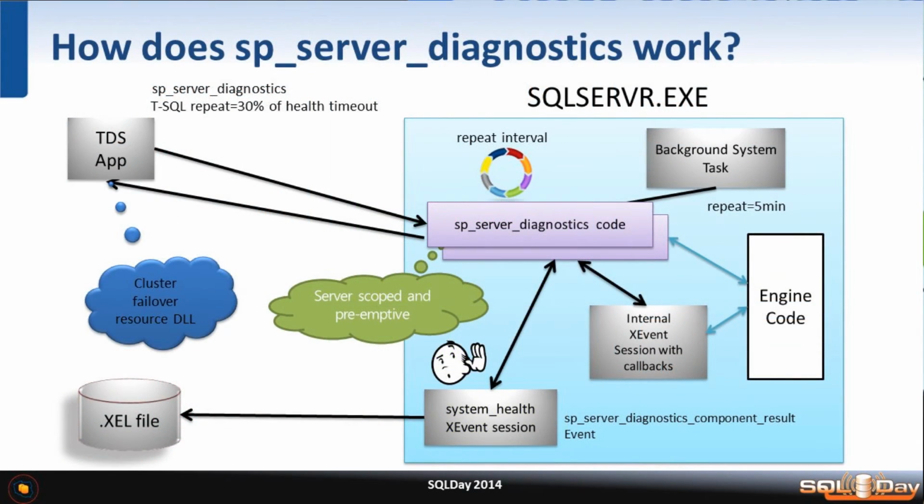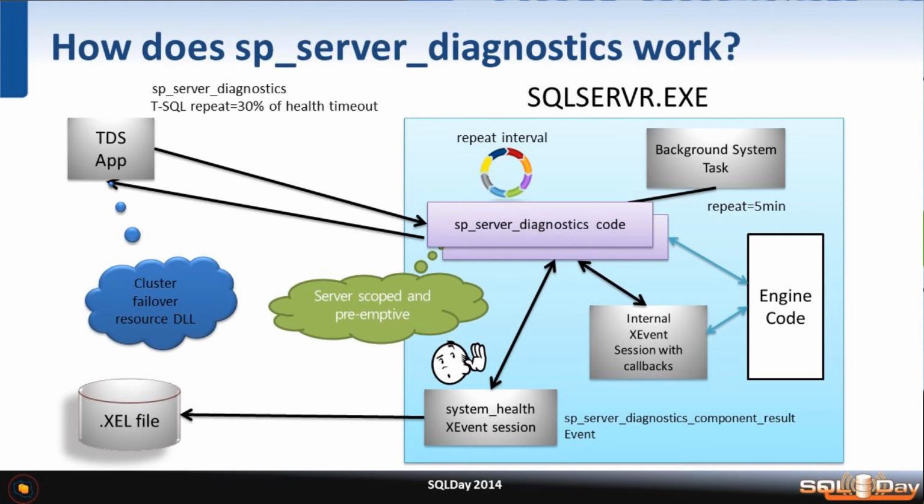Let me just give you a little bit of a brief overview of the architecture of how this works so you can understand how valuable it could be. So this stored procedure, as I said, is internal to the engine. There's actually a stored procedure called sp_server_diagnostics, but there's no T-SQL for it. It's actually built inside our code. And it's scoped for the entire server, not at a database level, but at the server level. And it runs preemptively in our SQL OS system. Therefore, it's not affected by any scheduling problems or yielding problems that could be going on.